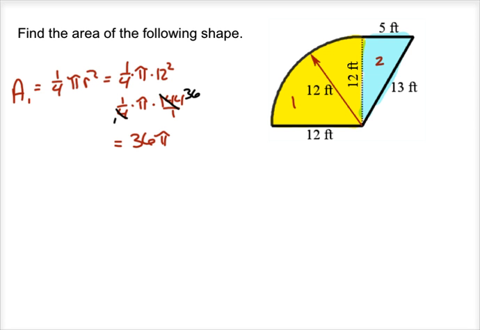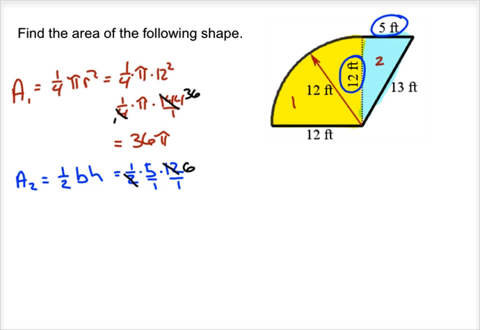Now for the area of my second shape. The second shape was a triangle. The area of a triangle is 1/2 base times height. If I look at my figure, I can see that there's a base of 5 and a height of 12. So this is going to equal 1/2 times 5 times 12. I can also think of this as fractions: 2 goes into 12 6 times. So I end up getting an area of 5 times 6, which is 30.